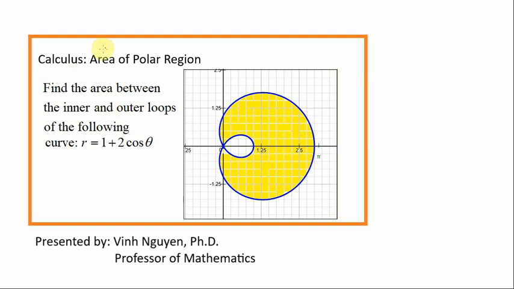This video is on area in polar regions, and here I have a curve. The curve is r equal to 1 plus 2 cosine of theta, and then we have two loops, one inner loop and one outer loop. And here what we want to do is find the area between the inner and the outer loops. So the shaded area here.